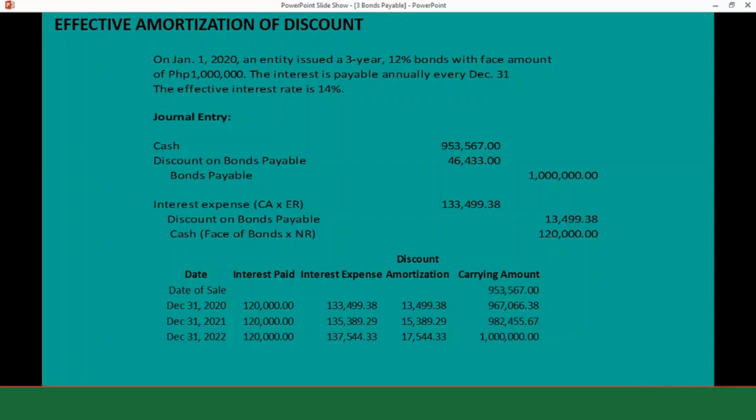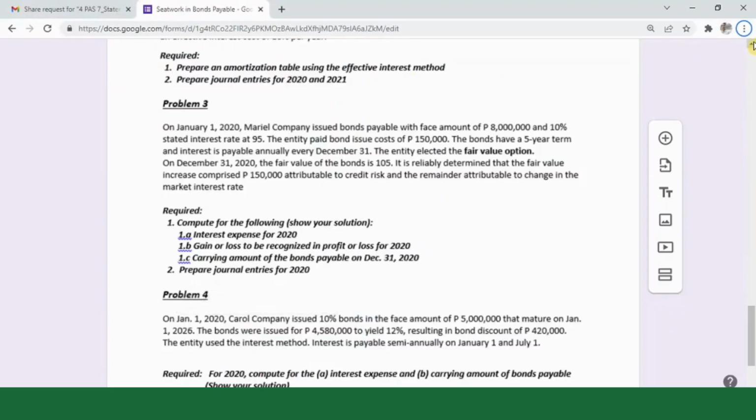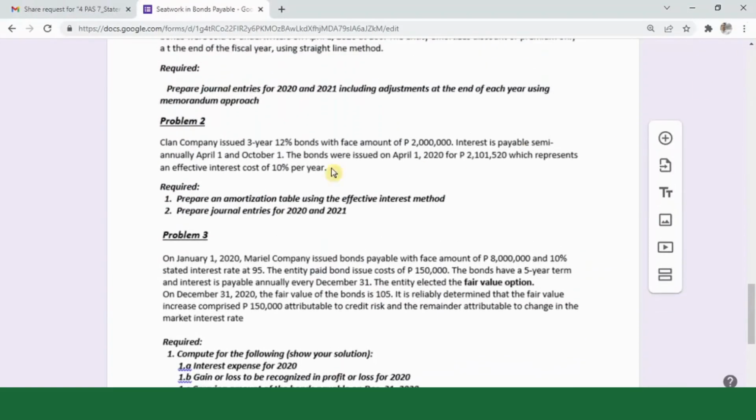What if the interest payment is being paid semi-annually? How do we compute the present value or the issue price of the bonds if it is not given? So, to better appreciate this, let's have an illustration and answer the seat work Sir gave last time. Here, problem 2. Let's show the computation of the present value or issue price.